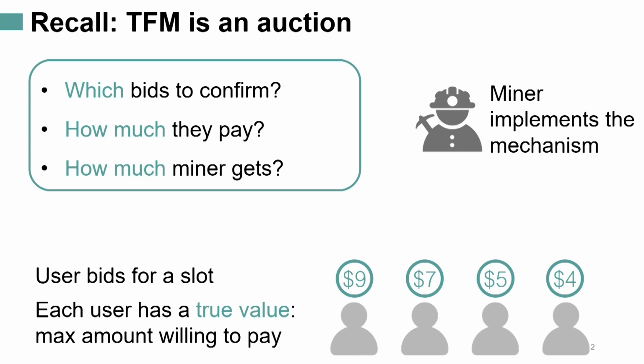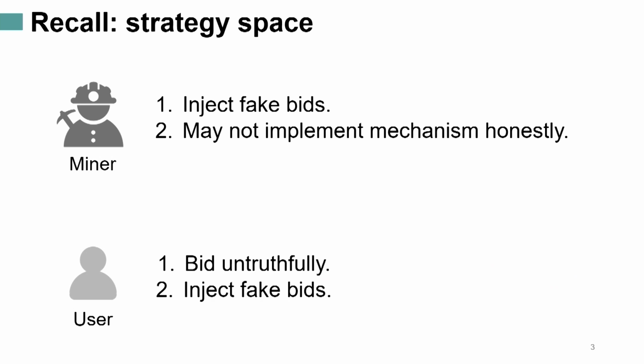So basically, this transaction fee mechanism decides which bids to confirm, how much they pay, and how much the miner gets. Due to this decentralized environment, the strategy space of a transaction fee mechanism is significantly different from the classical auctions we are familiar with: first price auction, second price auction, etc. Here, a miner can inject fake bids, and the miner may not even implement the mechanism honestly. It can censor the bids. A user can also bid untruthfully, and a user can also inject fake bids.